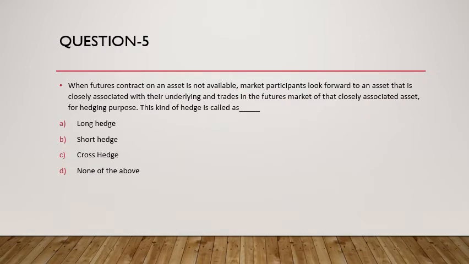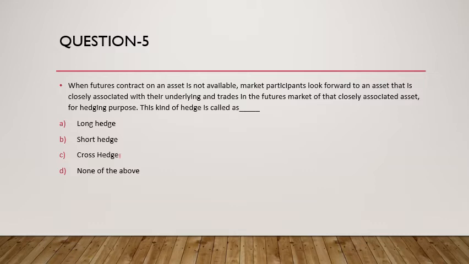We move on to the next question, which is theoretical and related to hedge. Hedging, as we know, is a risk mitigation tool, or rather a risk management tool. In this question, when a futures contract on an asset is not available, if you are trying to hedge an asset on which futures contracts are not available, market participants look to an asset that is closely associated with the underlying and trades in the futures market. So here the hedging is being done with the closely associated asset. This kind of hedge is what we call a cross hedge.